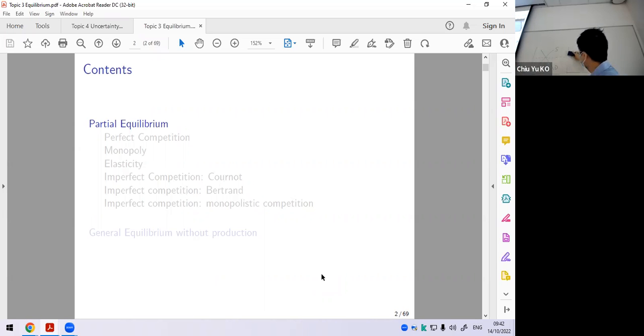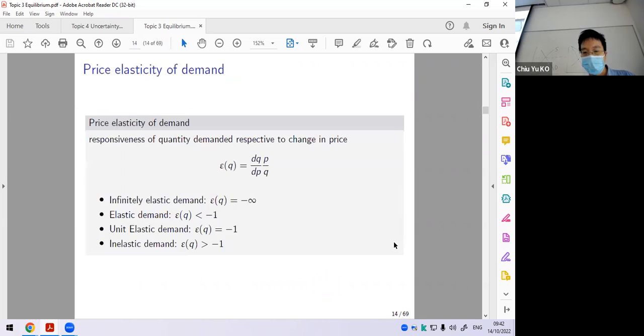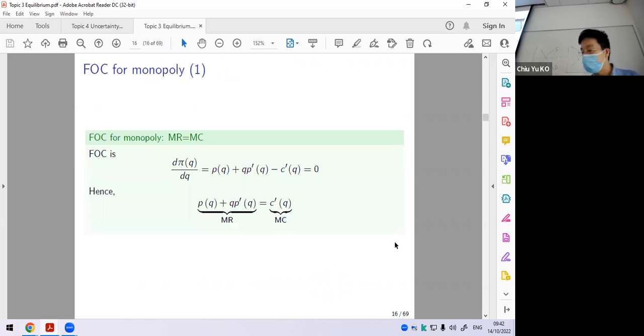This is the perfect competition. Monopoly is the same as you learned from the principles class. You have demand, you have marginal revenue, the marginal cost. And we learned this is actually the FOC. Maybe I'll go there to show. So this MR equals MC right here, we have the price. This is profit.